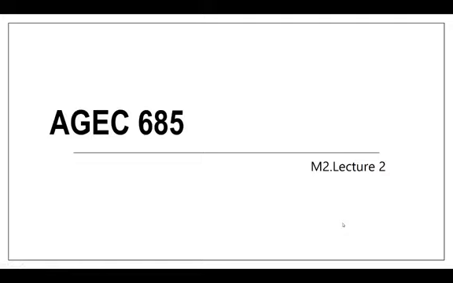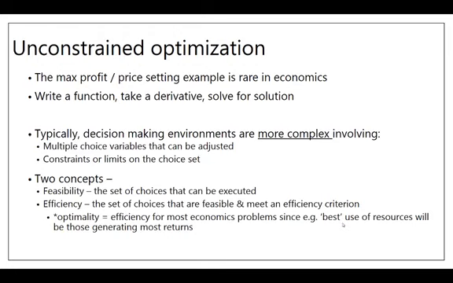Okay, this is AGEC Module 2, Lecture 2. We continue talking about optimization. And think about the problem we saw in Lecture 1. An agent who can write down a profit function and choose the price that will make profits as large as possible. And we call that a specific type.